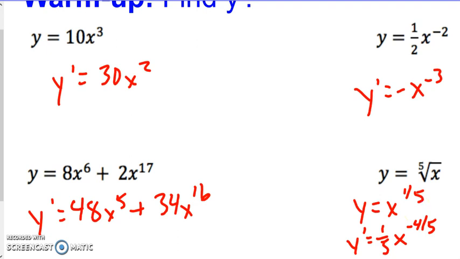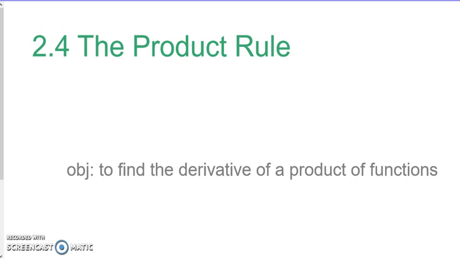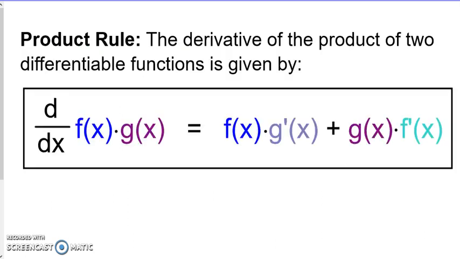Alright, so let's actually get into the product rule here. So, another shortcut for finding derivatives. Here is the formal definition for finding the product rule. The derivative of the product of two differentiable functions is given by this. Okay, so what exactly does this mean?